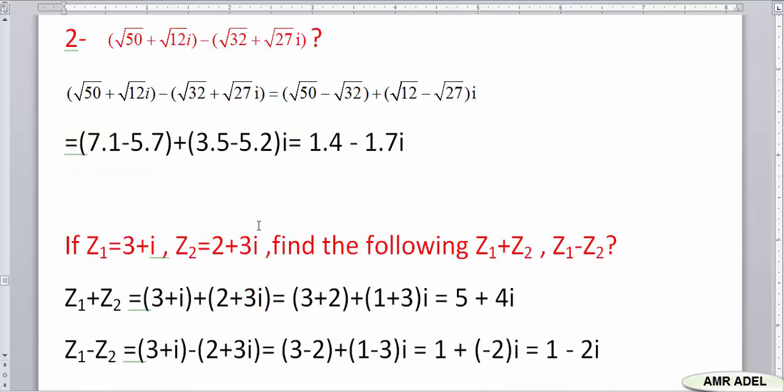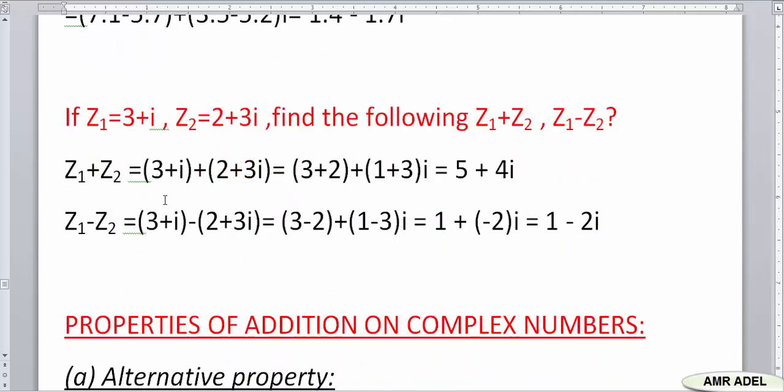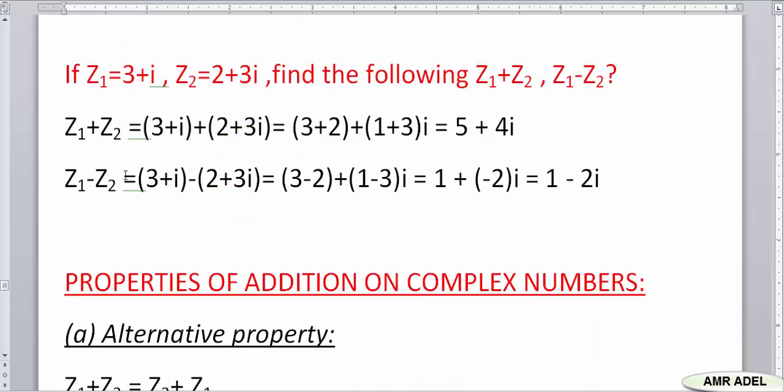So now, look at this example. If z1 equals this and z2 equals this, find the following: add them and subtract them. As I said before, if you'd like to add them, take the real part with the real part. It means 3 with 2, which will be 5. And take the imaginary part with the imaginary part, 1 with 3, which will be 4. In the subtraction, take the real with real, 3 minus 2, which is 1. And the imaginary with imaginary, 1 minus 3, which is minus 2.